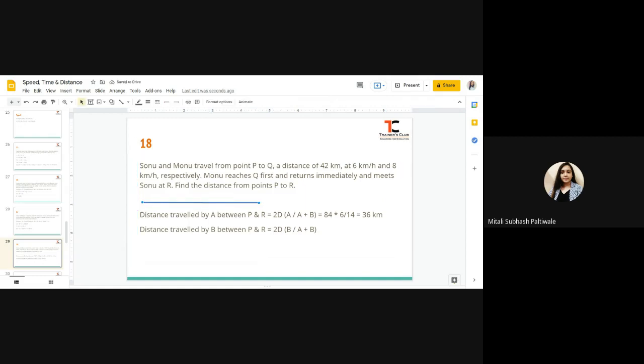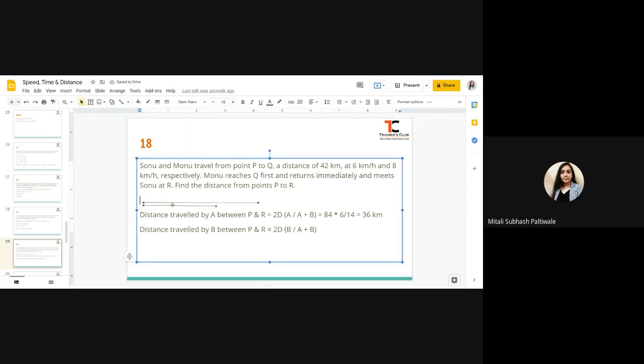If this is the distance, that means this point is P and this point is Q. And another thing, here I'll be drawing another line, which says that somewhere in between there is R as well. Now look at this. Consider this as point P, and here there is Q. And somewhere around this, there might be R, somewhere in the middle of P and Q.